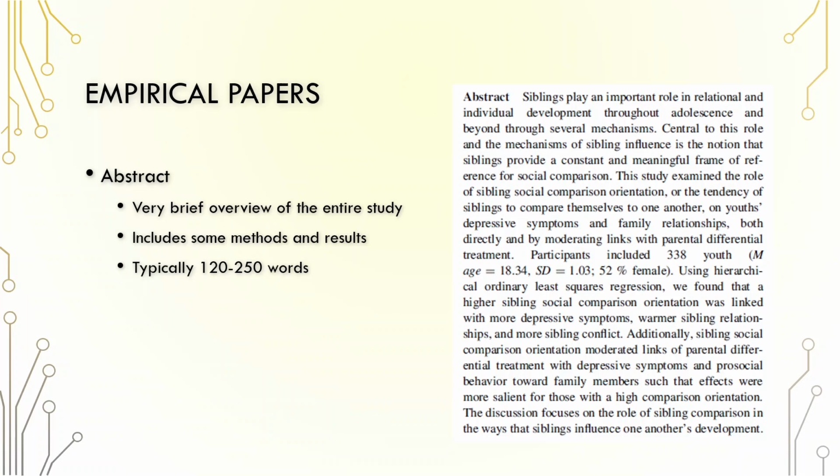So an important thing in regards to this class, an abstract is going to include some bit of the method and the results. So you're typically going to have the sample size, the average age, maybe the gender breakdown, and a little bit about what you found in the paper. The key thing here is that abstracts are really short. You're talking 120 to 250 words, whereas a full empirical article is often like 8 to 12,000 words. So very, very, very short.